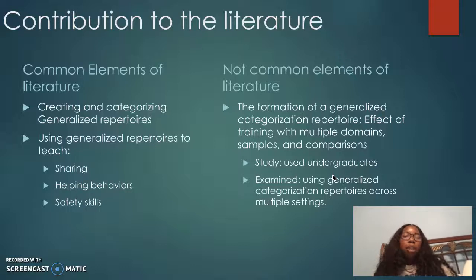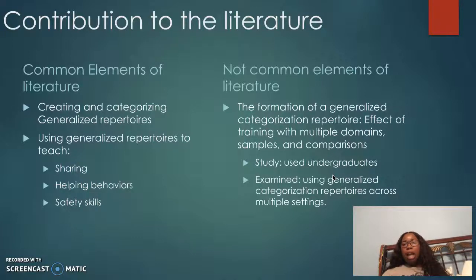So, just some things that Dr. Reeve contributed to literature would be different common elements in creating and categorizing a generalized repertoire, and using these repertoires to teach skills such as sharing, helping behaviors, like helping their parents or helping their teachers with getting items, picking up items, cleaning up the classroom, which also led into teaching children with autism safety skills.